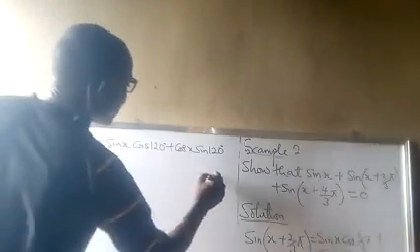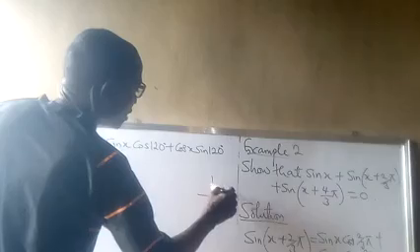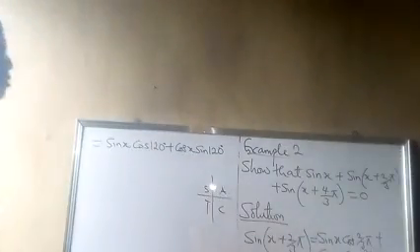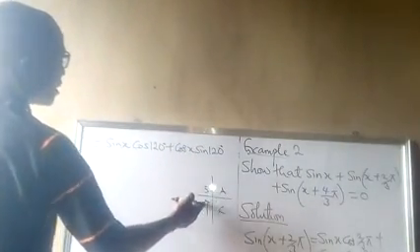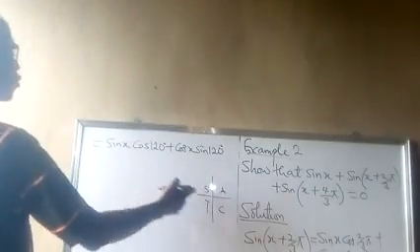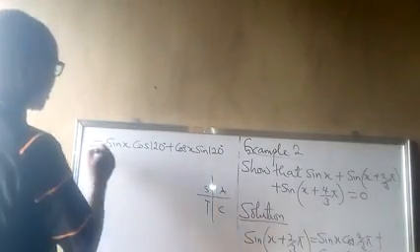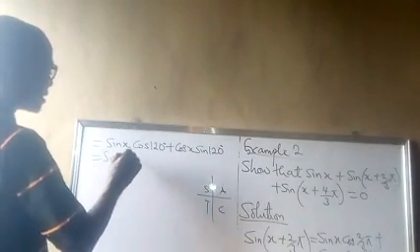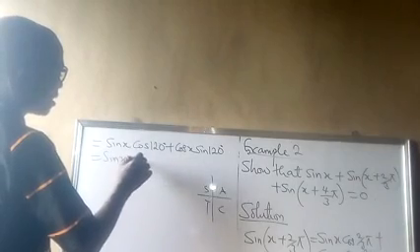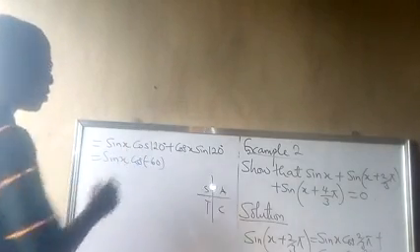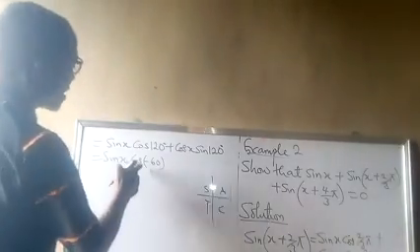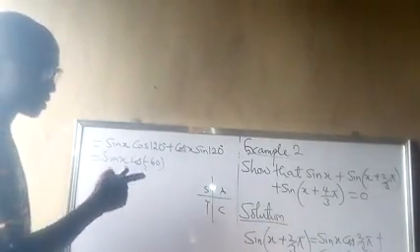So if you recall our CAST rule, the knowledge of the first, second, third, and fourth quadrants, cos 120 will be negative here. It will be negative cos 60. So we have sine x into cos minus 60. I hope we understand.